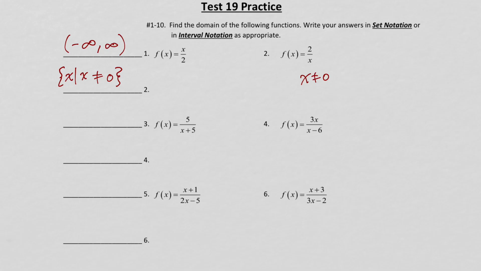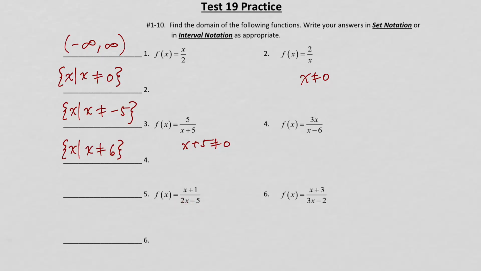Here, x plus 5 cannot be equal to 0. So x cannot be equal to negative 5. So all the numbers x such that x cannot be equal to negative 5. This x cannot be equal to 6. So all the values of x such that x cannot be equal to positive 6.